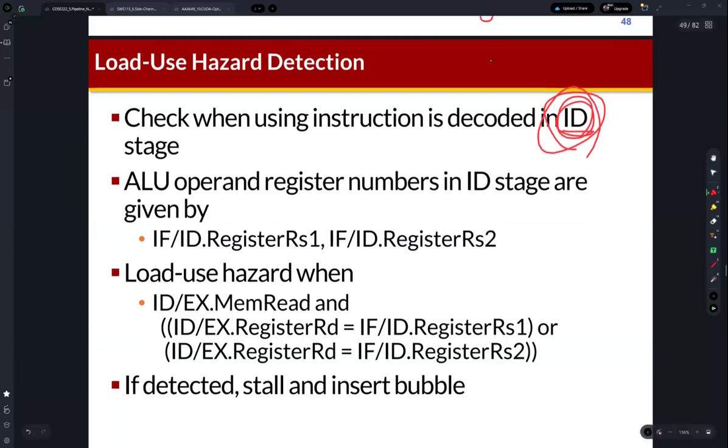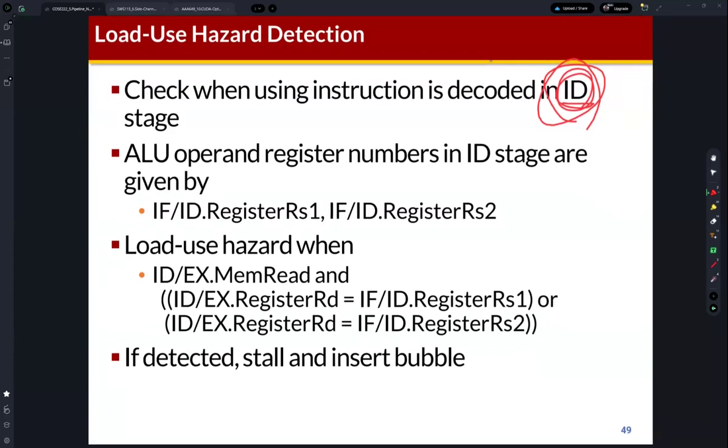Then how can we detect it? This is similar to the data forwarding unit. What is the condition of data forwarding? If the destination of the previous instruction is equivalent to one of the source registers in the current instruction, then we need to perform data forwarding. That is the usual case. So how can we detect the load use hazard? What is the condition for this load use data hazard?